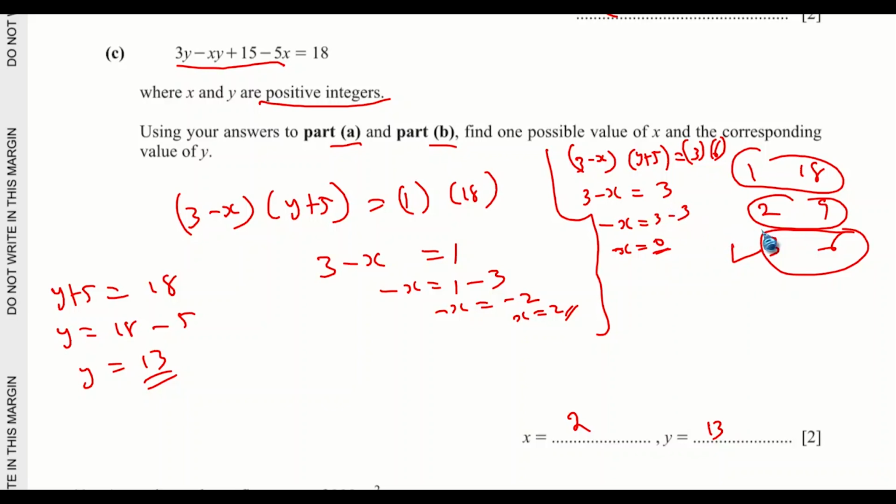So similarly, if you try the other one, y plus 5 equals 6. Okay, so this will give you y equals 6 minus 5. Okay, so y equals 1. Okay, so x equals 0 is not a positive integer. So that is why we cannot use this. We can use this or this. Okay, so let's go to the next question.